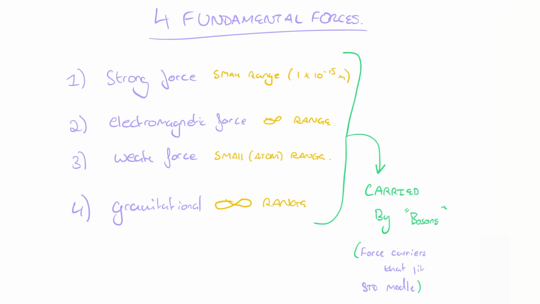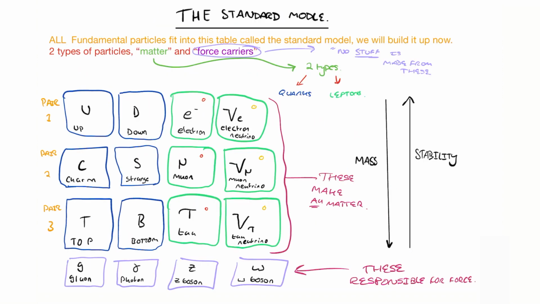The strong force is carried by the gluon. The electromagnetic force is carried by the virtual photon. The W and Z bosons are responsible for the weak force. And although it's not quite been found yet, the graviton should be the force-carrying particle of gravity. Now that right there is the standard model in full. This is every single particle in the whole universe, and it's in a table.